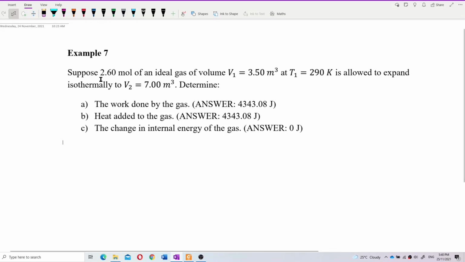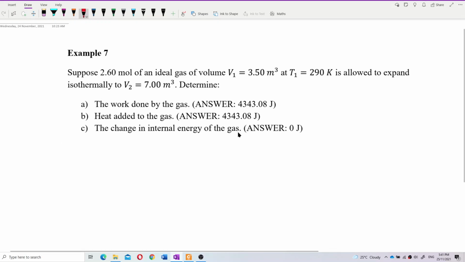Okay, suppose 2.6 mole of an ideal gas of volume V1 3.5 meter cube at temperature 290 Kelvin is allowed to expand isothermally to volume V2 7 meter cube. Determine work done by the gas, heat added to the gas, and also change in internal energy of the gas.